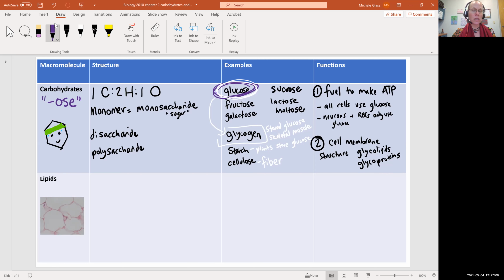Okay, so as we talked about the carbohydrates, we talked about the structure, we talked about some examples, and we talked about functions.